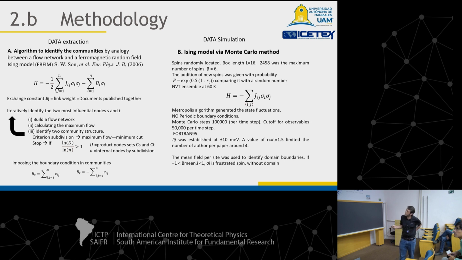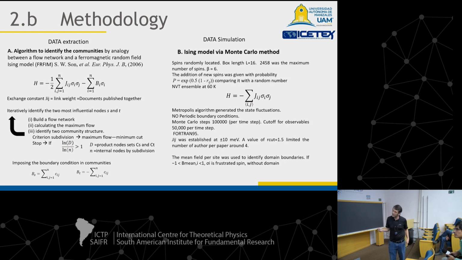The main purpose here is to find the communities. What happens with the communities? What is the behavior of the communities? And at the same time, by the Monte Carlo method, find the domains. In magnetism, the domain is similar to the communities in authors. And we found this paper from Son and other authors that proposes this method to find communities. This method is hierarchical. It divides the authors according to the highest degree, and the next highest degree divides the network.